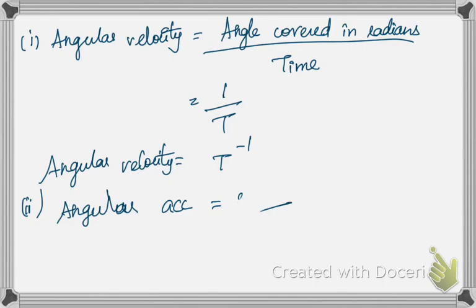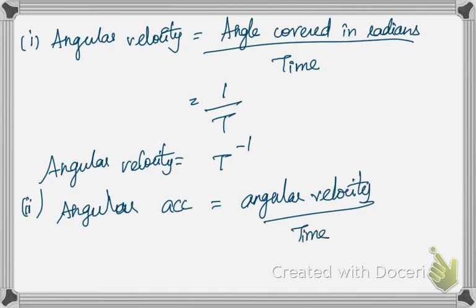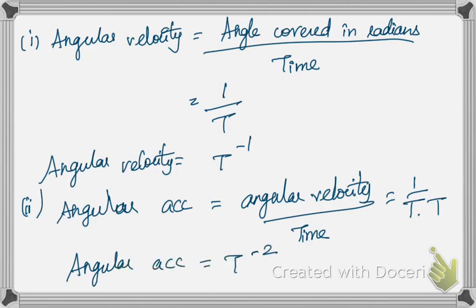So this can be written as angular velocity by time. The unit for angular velocity is 1 by t, and for time is also t. So the dimension for angular acceleration will be t power minus 2.